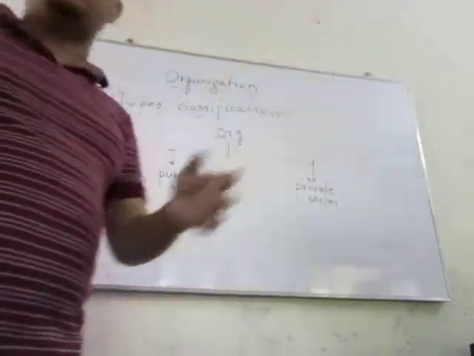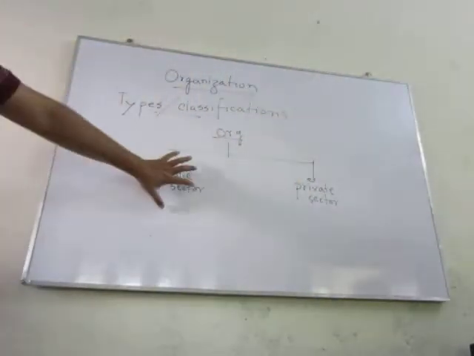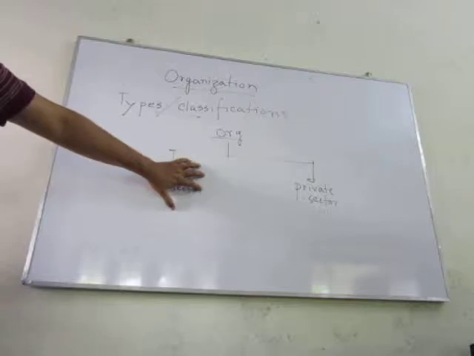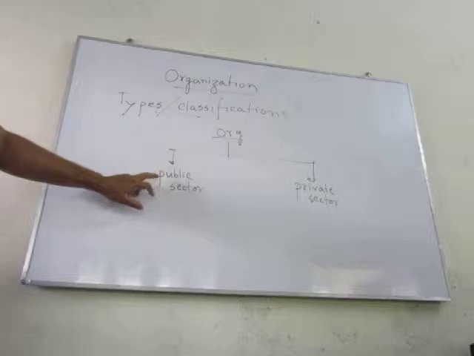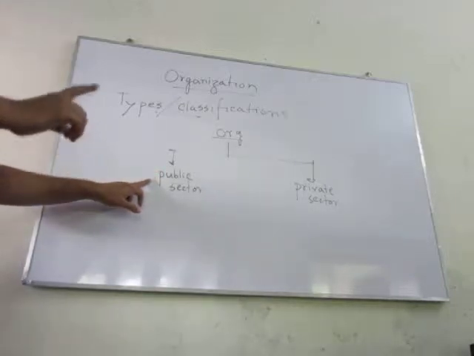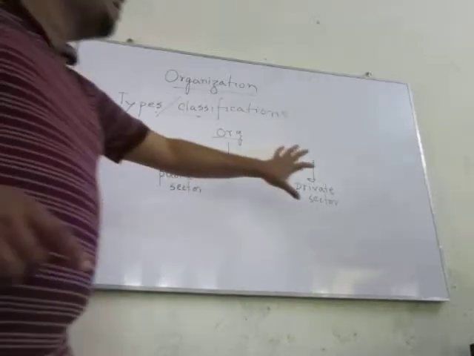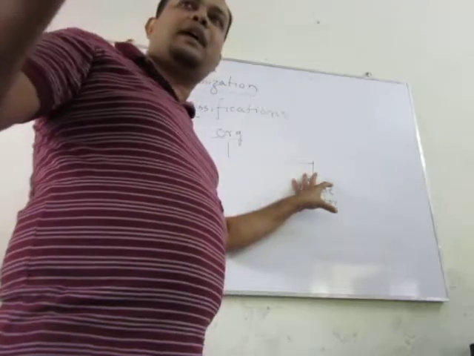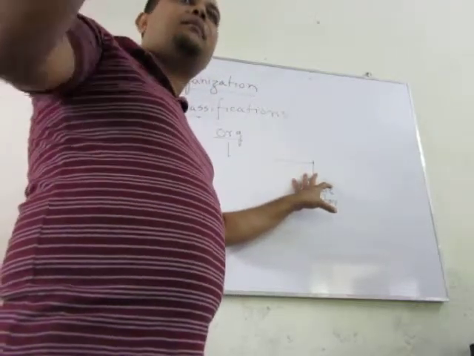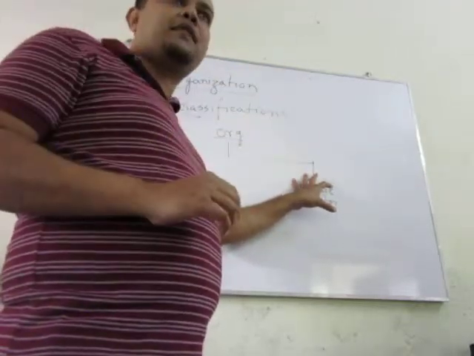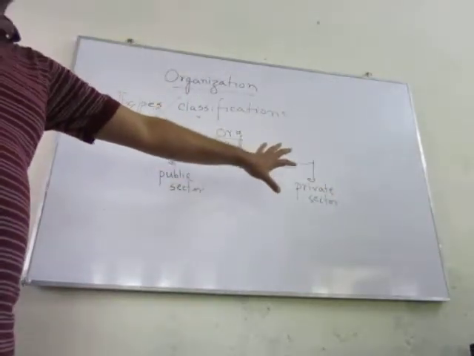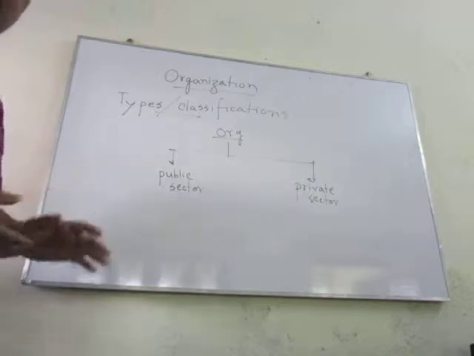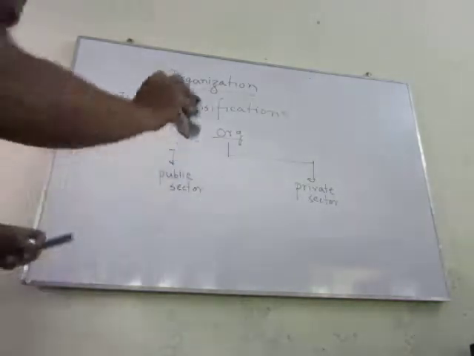So ownership is defined, right? So these are the organizations which are controlled and owned by the government, right? That's why these are called government sector or public sector organizations. And these are the organizations which are owned and operated by the private sector, not the government. That's why these are private sector organizations. Clear? Now the thing is, you put it down.